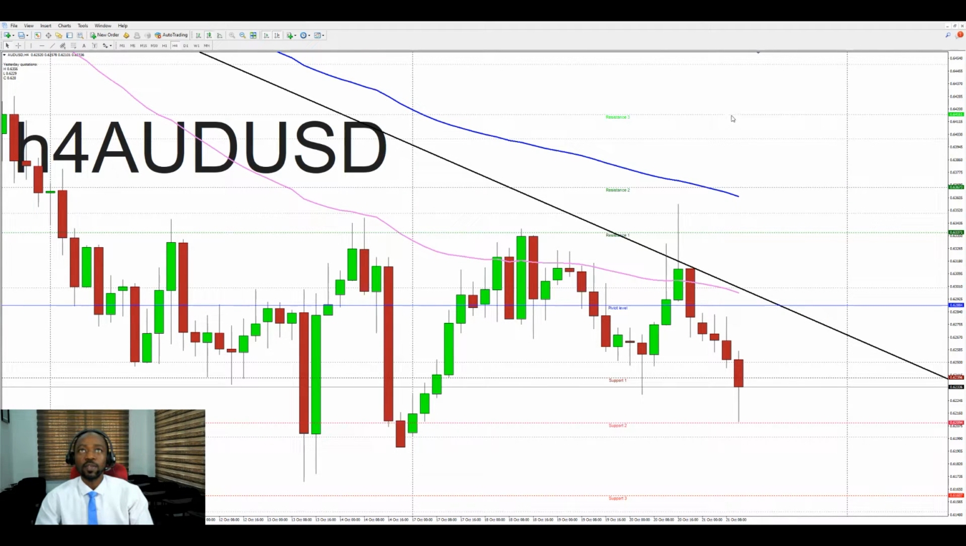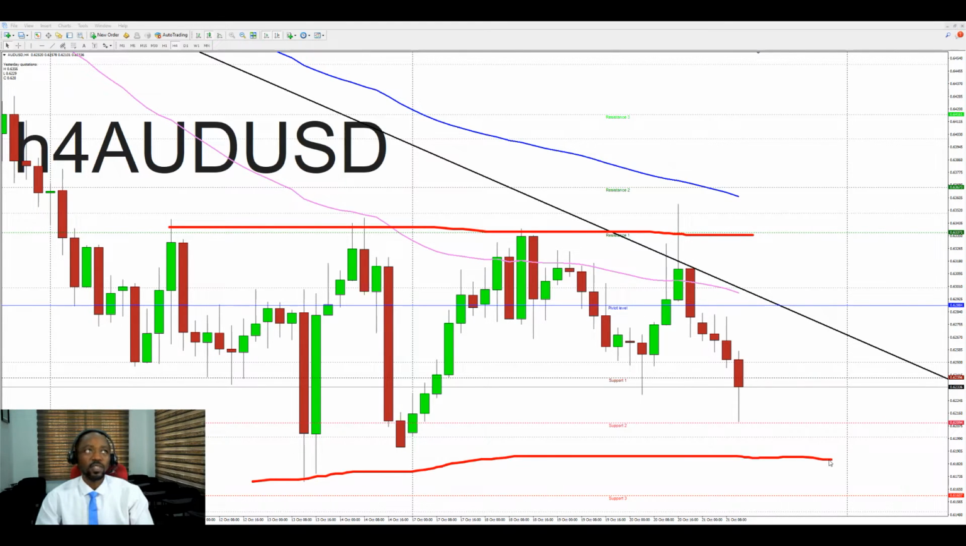Let me get the value. It's the 0.64161 level, so prices may move higher to that level. But overall AUD USD is in a range right now. Let's see how this plays out in the coming days.